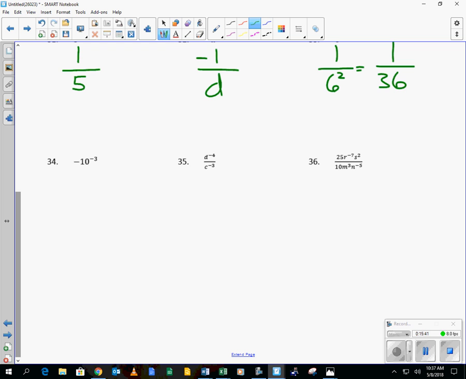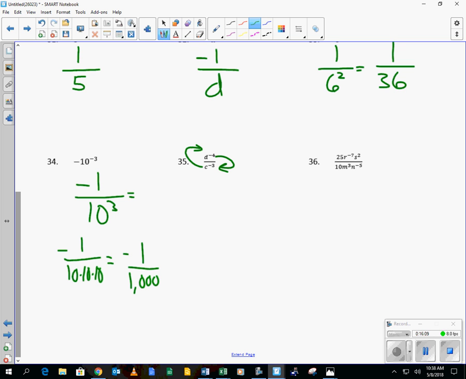Negative 10 to the negative third. The negative is not being taken to the negative third power, so it stays in the numerator. Then 10 drops to the denominator. What is 10 cubed? Well, that would be negative 1 over 10 times 10 times 10, or negative 1 over 1,000. The next one, a little bit different than the other ones we looked at, but because c is being taken to a negative power, it will move up. Because d is being taken to a negative power, it will move down. So it was c cubed over d to the fourth.